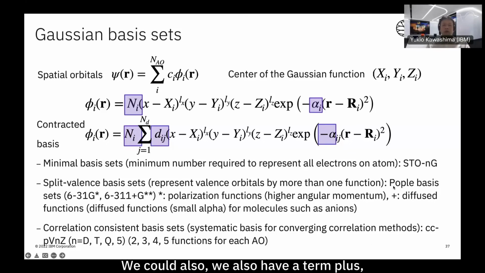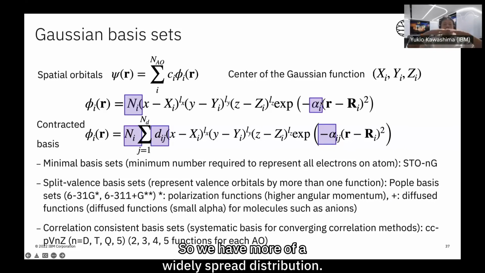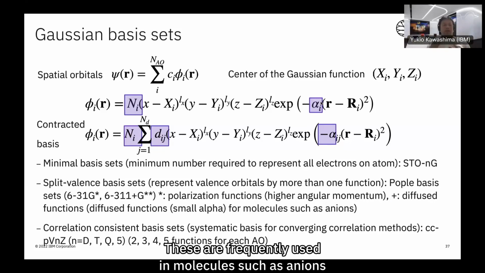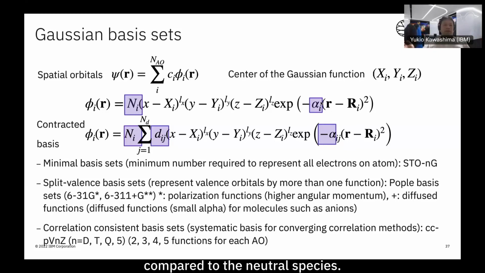We also have a term plus, which means the diffuse function. The diffuse functions are functions which have the small alpha here. So we have more of a widely spread distribution. These are frequently used in molecules such as anions, where they have more of a widely spread distribution compared to the neutral species.